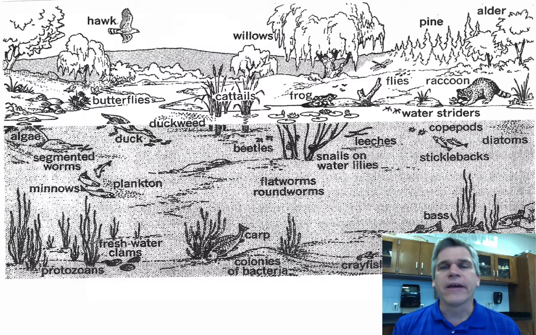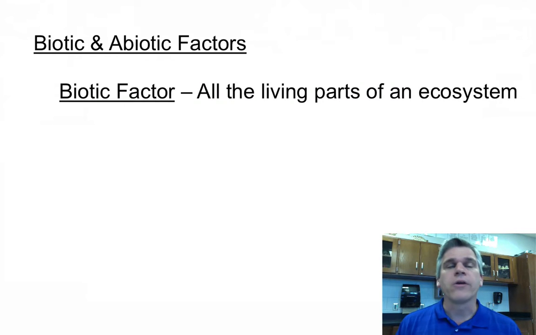Here is a diagram of a typical ecosystem. And you can see there's all sorts of things in this ecosystem. We can break all these things down into two categories, what we call the biotic factors and the abiotic factors. A biotic factor is all the living parts of an ecosystem. So as the name implies, bio means life. These are the living parts or things that were alive at one time.